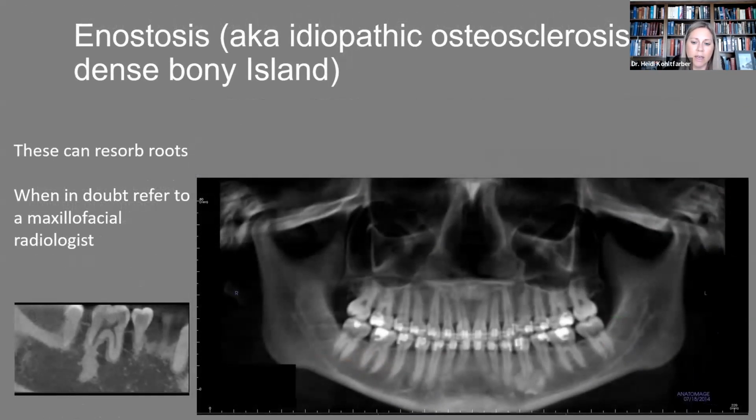Now, rarely, they can cause a little bit of apical root resorption. And again, we want to look and make sure it's not actually attached to that tooth. You want to be able to see that periodontal ligament space around the tooth. And of course, we want to make sure that it is continuous with our cortical borders.